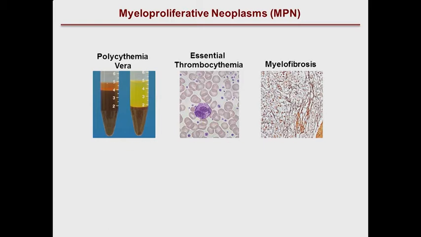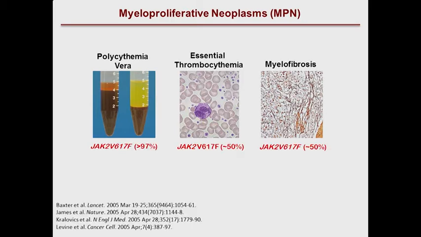But as we all know, this had been hypothesized for a long time and was definitively demonstrated in 2005 that these diseases have a common molecular basis. And the most common molecular abnormality is the activating mutation in Jak2 kinase, which was identified in 2005 in almost all patients with polycythemia vera and about 50% of those with essential thrombocythemia and myelofibrosis. And the story I'm going to tell you today pertains to this mutation.